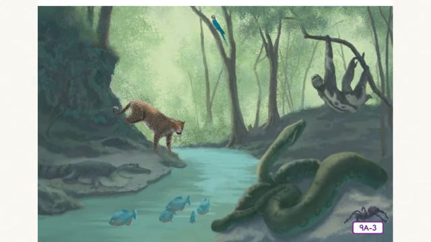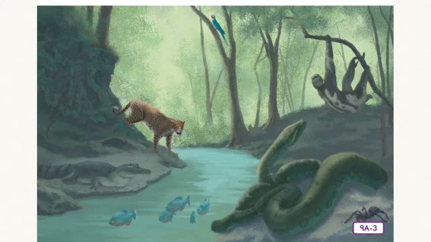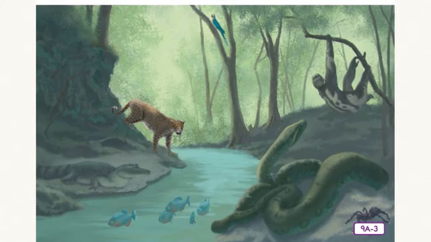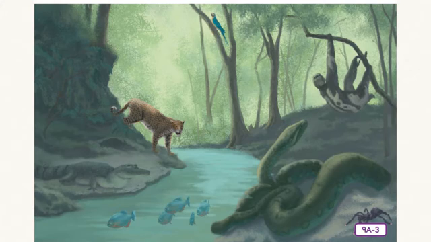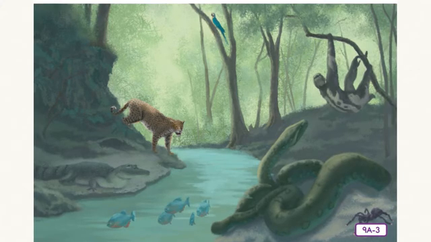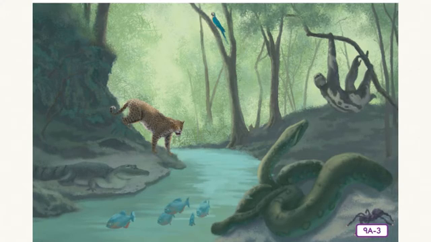Let's move on to the Amazon rainforest in South America. Native to the rainforest are the spotted jaguar, the green anaconda, the 3-toed sloth, the red-bellied piranha, the blue and yellow macaw, the pink-toed tarantula, and the caiman, which looks like a small crocodile.